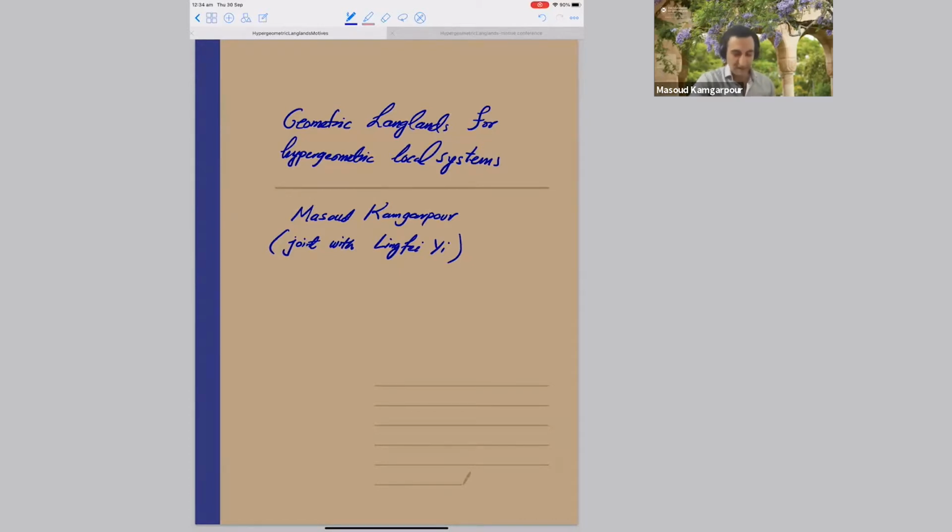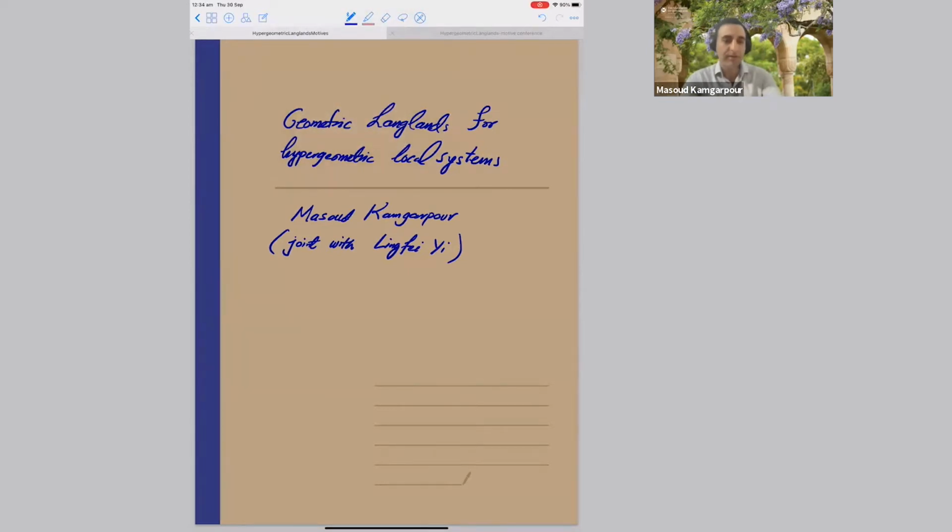So today I want to talk about joint work with Lingfei Yi about geometric Langlands for hypergeometric local systems. And I'm going to start with a leisurely introduction to the hypergeometric world, because that's not what perhaps algebraic geometers or representation theorists usually think about.